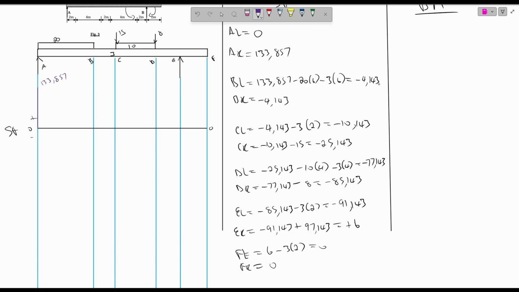$133.857. I'll be left with -4.14. B right is the same point. Then our C left is 10.143. Our C right to have 25.